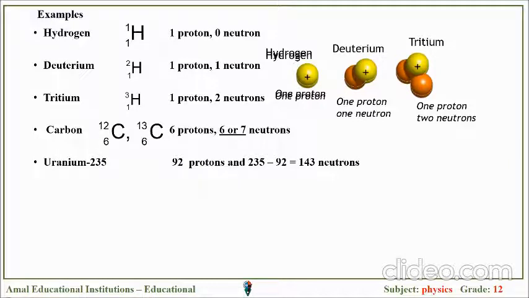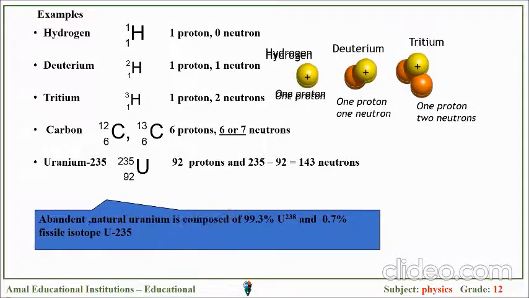Uranium-235 is nothing but 92 protons and 143 neutrons. Abundant natural uranium is composed of 99.3% uranium-238 and 0.7% fissile isotope uranium-235 that is used in nuclear reactors.